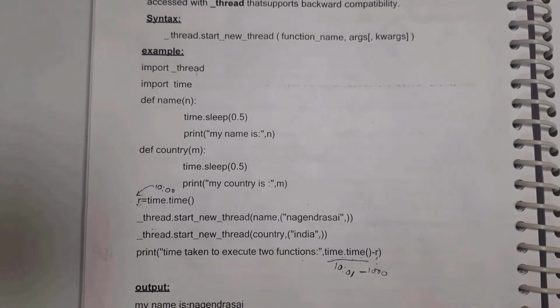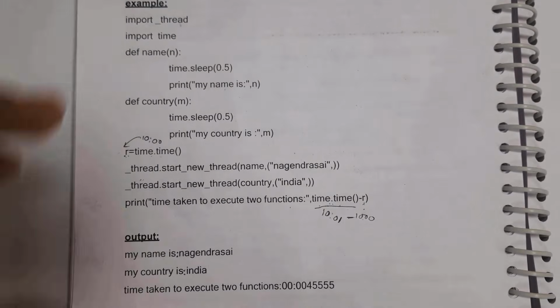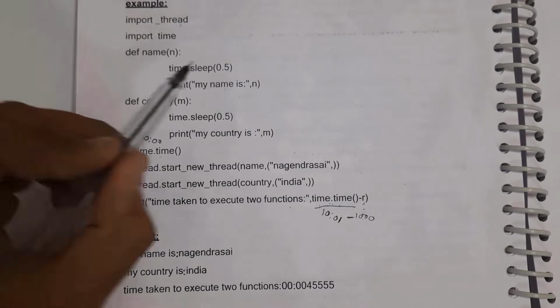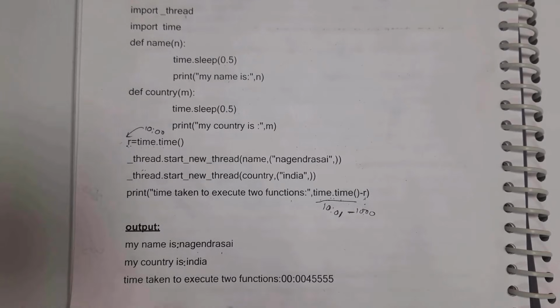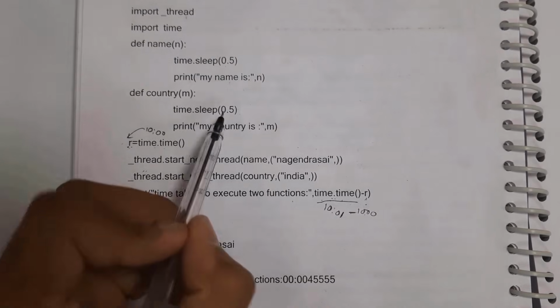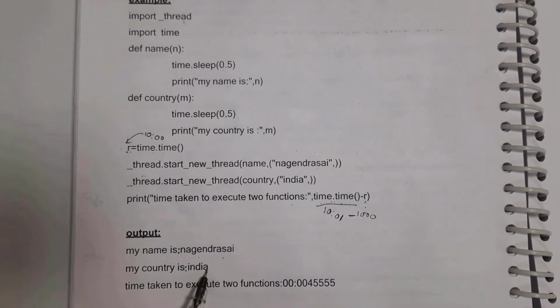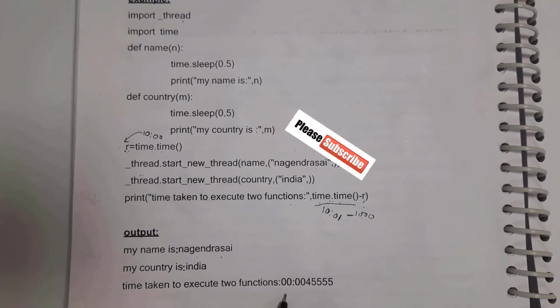10.1 seconds minus 10, the output is 1 second. So the time taken to execute these two functions is 1 second. For example, whenever I execute this program, after a 0.5 second gap, I will get the output: my name is Nagendra Sai, and similarly, after a 0.5 second gap, I will get the output that my country is India. At last it will print the time. This is the time taken to execute two functions.